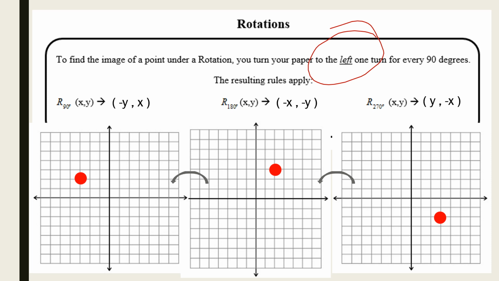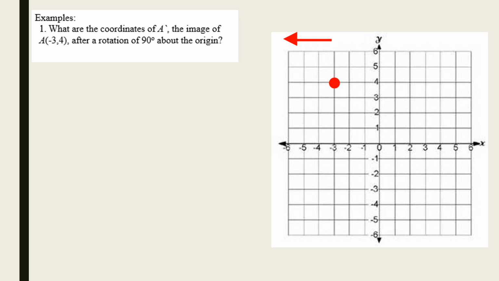And again, swap just means we change where X and Y are, and change just means if they're negative, make them positive, and if they're positive, make them negative. So now we're going to do a few examples. We're going to do them the actual physical way.